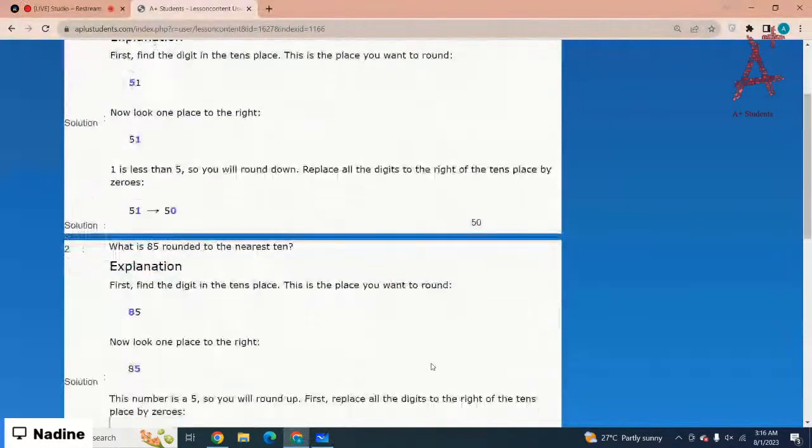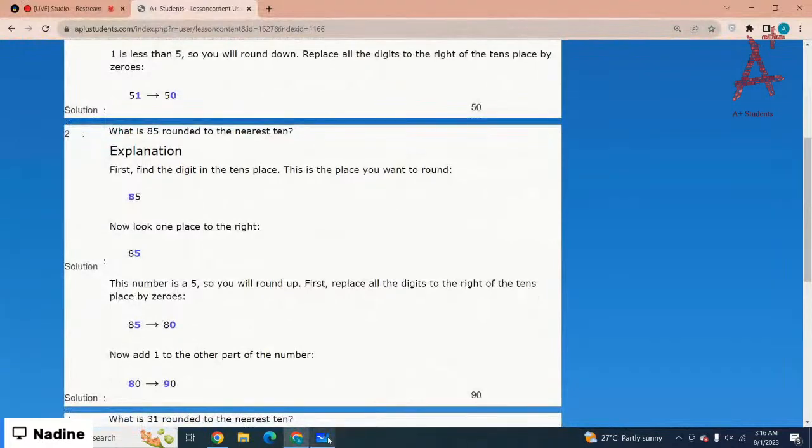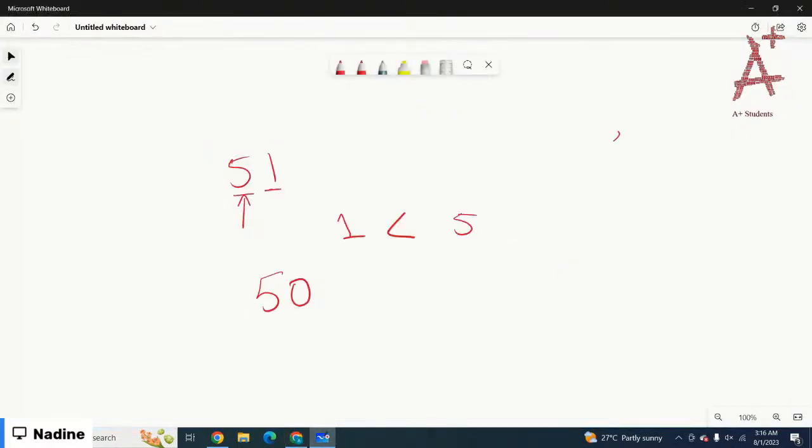Okay, the next one is 85. What is 85 rounded to the nearest 10? So you have to round off 85. 8 is the digit at the tens position. So just look at the next digit. 5 is equal to 5, right? You are not given options here.